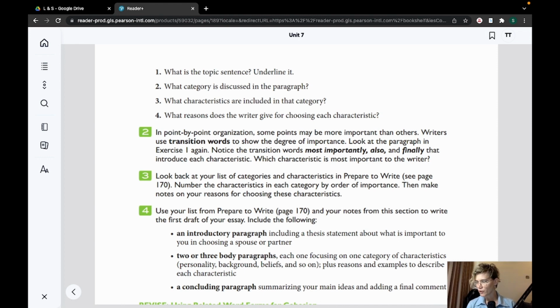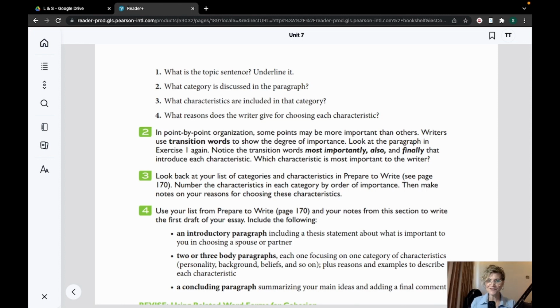Whereas when you do a block organization, which we also have, you're more focused on the purpose. So a point by point is really, for example, the first body paragraph is about personality. And then let's say the second body paragraph is about background. And then the third is about education. So you really divide it that way.